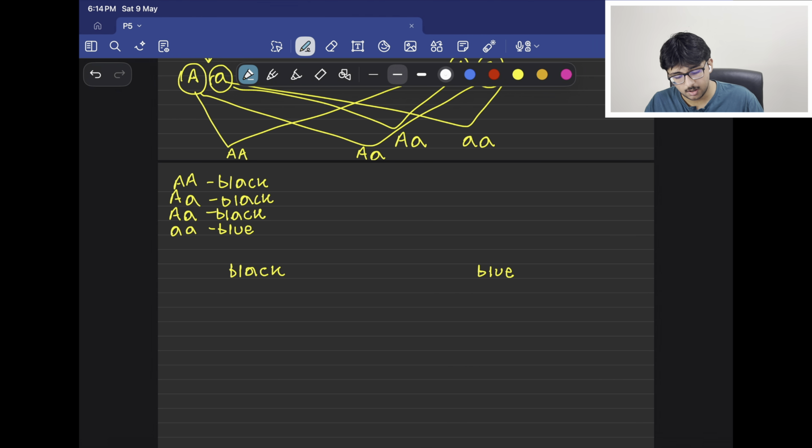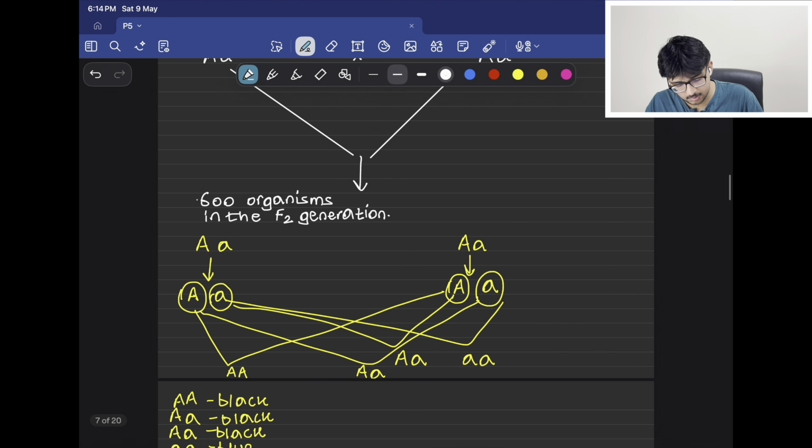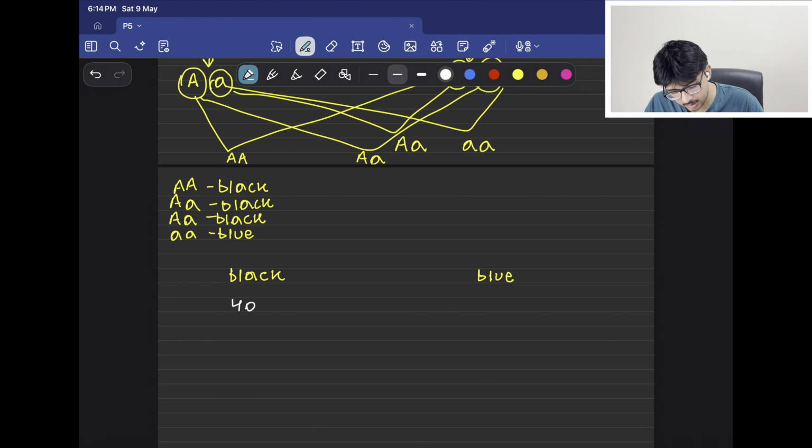Turns out that the black organisms out of 600 are 405, and the blue organisms out of 600 are 195. Let's double check if they add up to 600. Yes, they do. So black are 405 and blue is 195. These numbers are your observed numbers, because how did you figure out which phenotype is which? By looking, by observing. You observed that out of 600, 405 are black and 195 are blue.